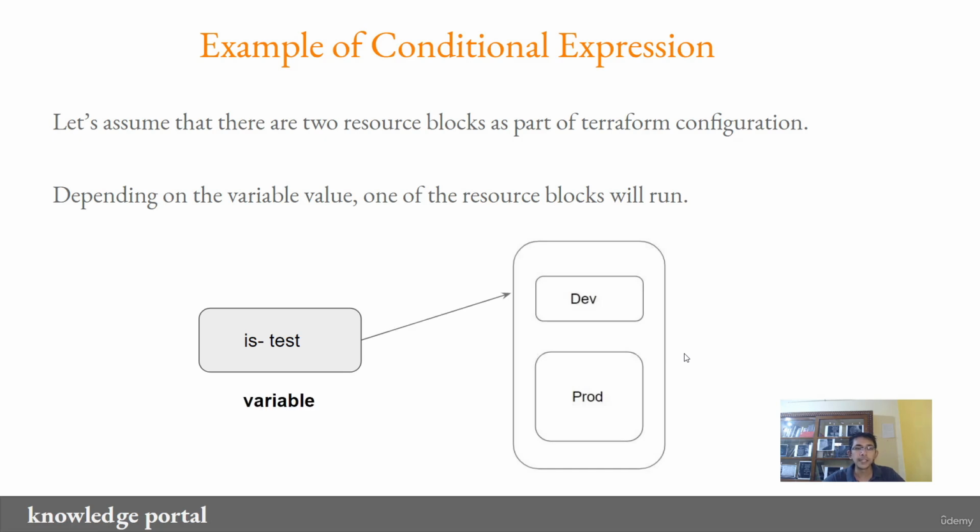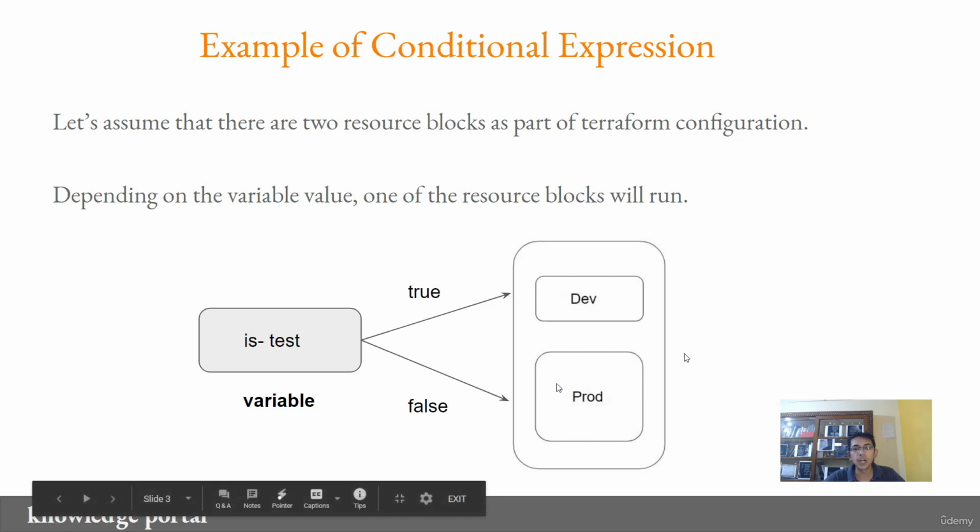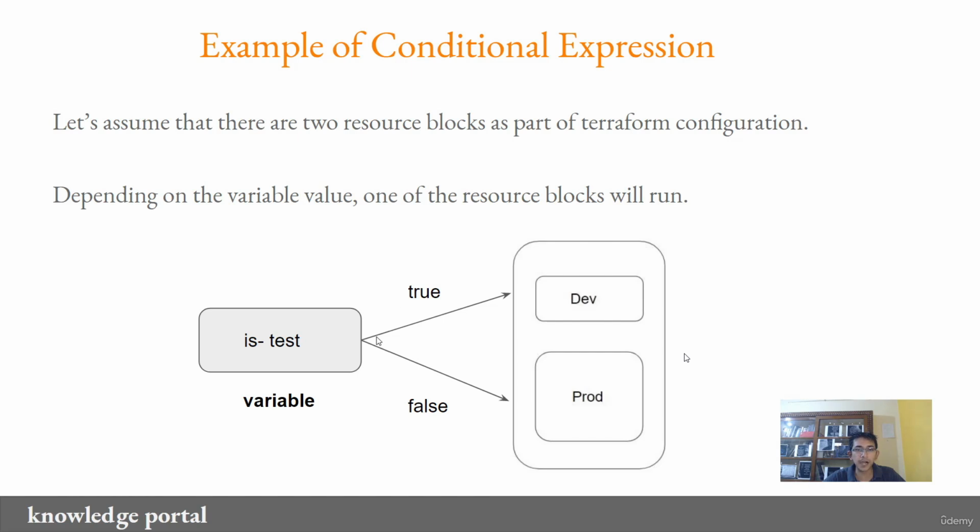Now, if it is going to be used for testing purposes, then the dev related configuration will be executed. If the variable associated with isTest is false, that basically means that the environment that needs to be created is not a testing environment, then Terraform will run the resource associated with the production block. So this specific approach can be solved with the help of conditional expression. So let's jump into the practical session so that this can be better understood.